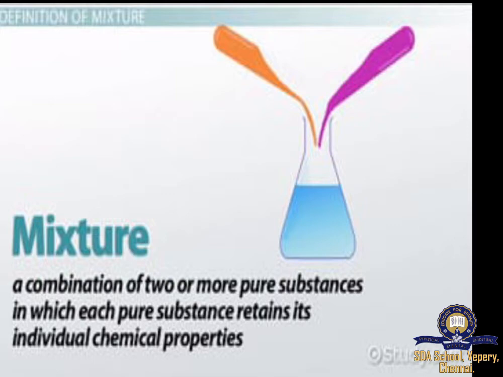So a mixture is a combination of two or more pure substances in which each pure substance retains its individual chemical property. By combining with each other, chemical combination won't take place, chemical reaction won't take place, and each will retain its own property. That is called a mixture.